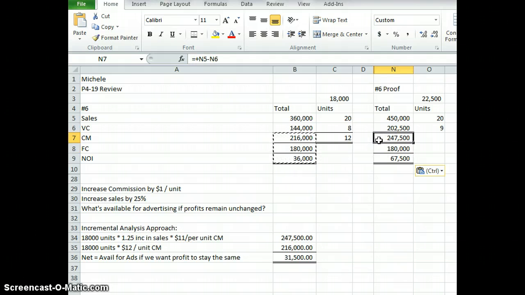I don't really have to calculate anything else, but I'm going to finish the proof. What the proof is saying is I'm going to actually increase my advertising or my fixed cost by some factor, and we calculated that we're going to increase it by $31,500. So if I take my original fixed cost and to that I add what we calculated, $31,500, I should see that my profit stays the same at $36,000, and it does, and that's how I would calculate the proof. The answer to the question is $31,500. We just went through and proved it.